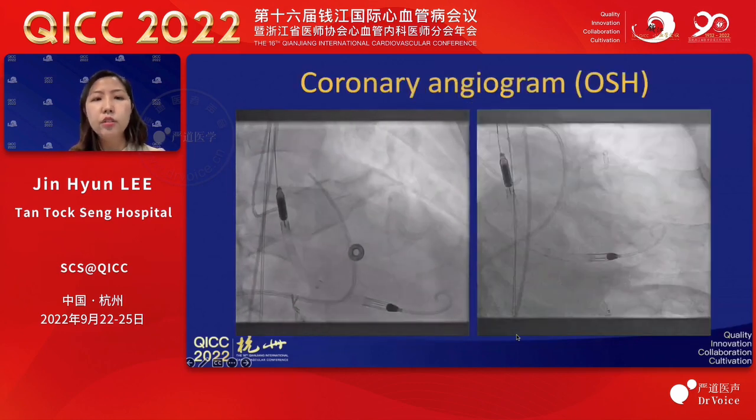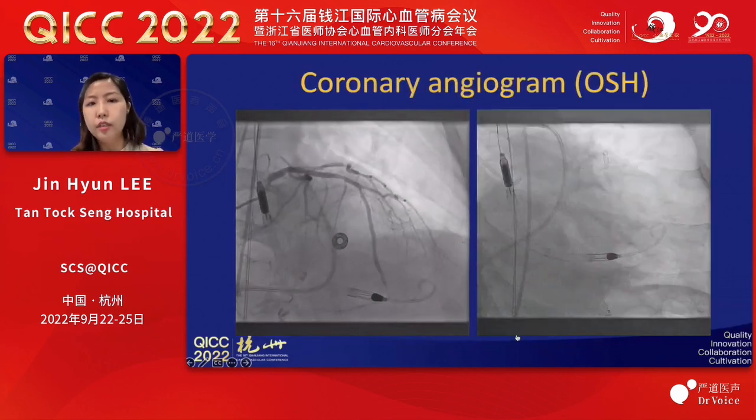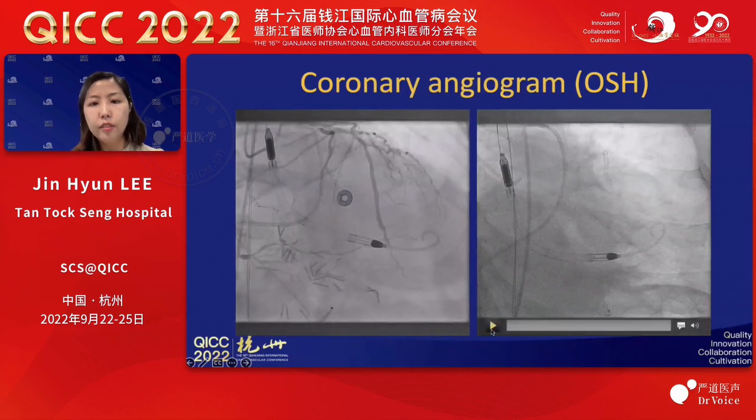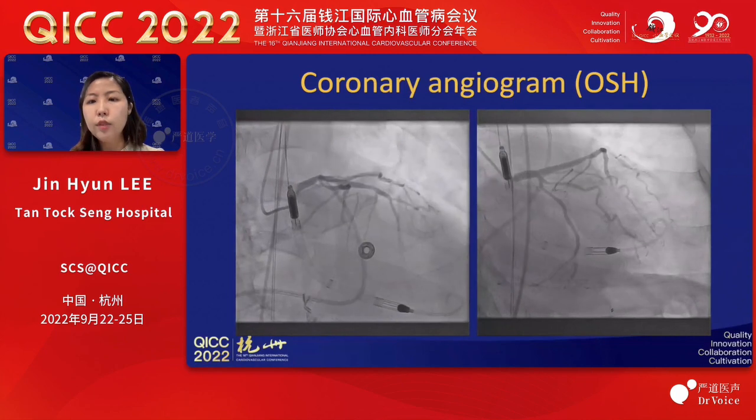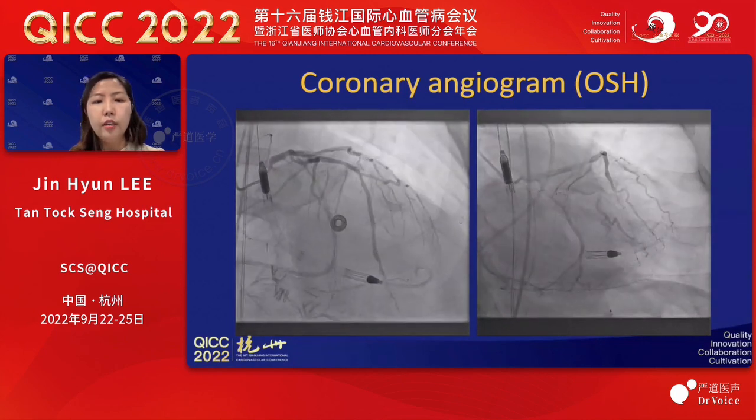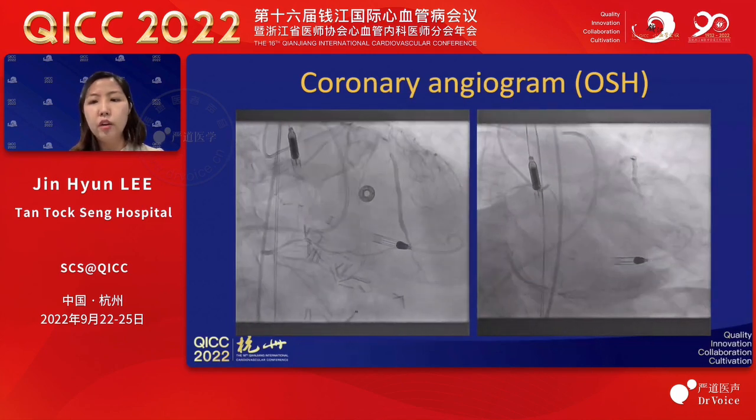So this was the angiogram post procedure, the LAD stent patent. You can see the Swan in there with Impella CP. So the left was revascularized, and you can see the retrograde filling of the distal RCA.